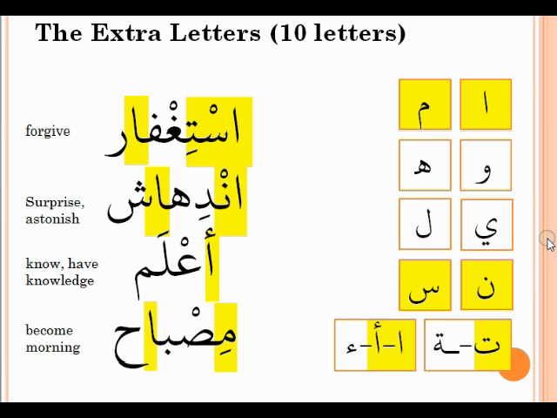Okay, this is another set. These words, of course, include other extra letters. So istighfar here, the alif, sin, ta, when they come together like this, it means to seek something or to ask something, with the root ghafara meaning forgive. So it's like seeking forgiveness.